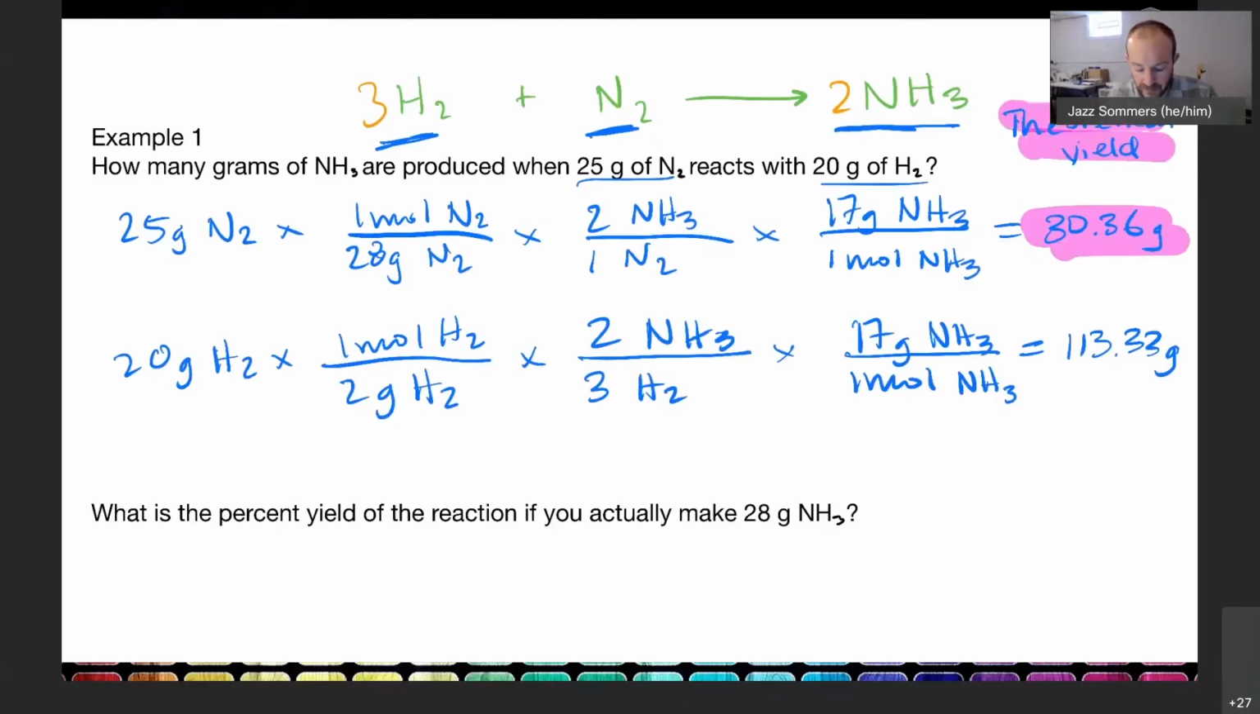You never get to the larger number. It never happens. Once you get to 30.36, the reaction's over. It stops, and the reaction stops because something ran out, and the thing that ran out is right here. We call that the limiting reactant. It runs out first and gives you the smaller number.